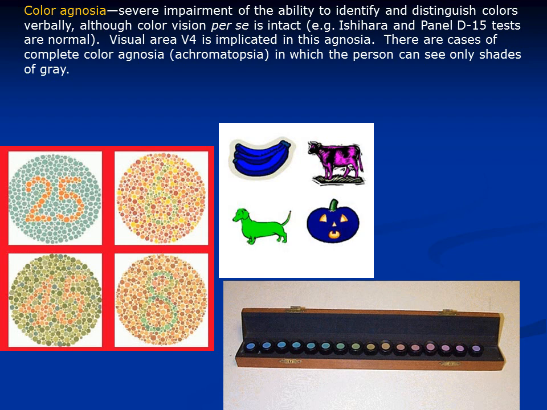You show them a picture of that little bunch of blue bananas. Nothing wrong with that. That's bananas. Well, to you and me, we say, I don't think I'd want to eat those. They're blue. Normally, bananas are yellow. That neon green dachshund dog wouldn't strike somebody with color agnosia as being odd, out of the ordinary. Of course, that's an unusually colored dog.